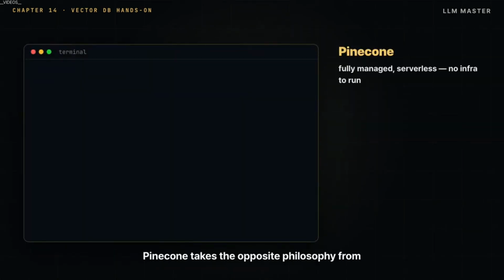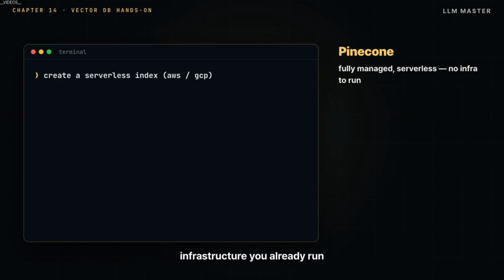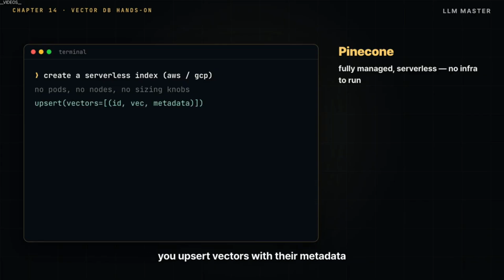Pinecone takes the opposite philosophy from pgvector. Instead of living inside infrastructure you already run, it removes the infrastructure entirely. It's fully managed, and its serverless indexes mean there are no nodes, no pods, and no capacity knobs to size. You create an index, you upsert vectors with their metadata, and you query with a top K and an optional metadata filter. That's essentially the whole surface area.